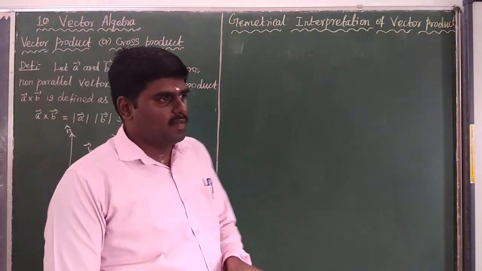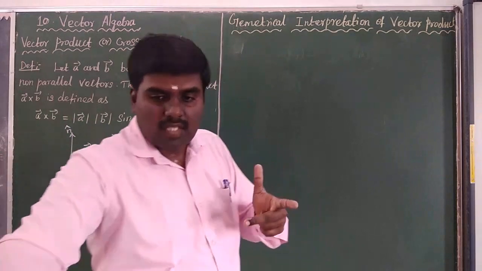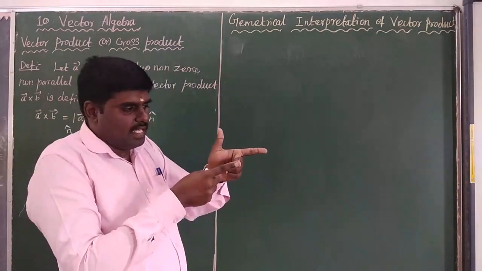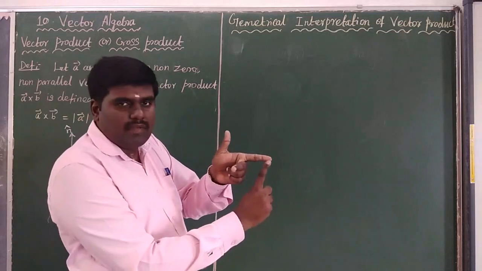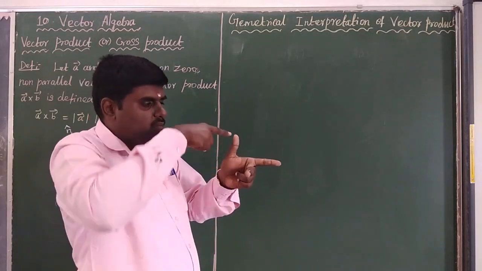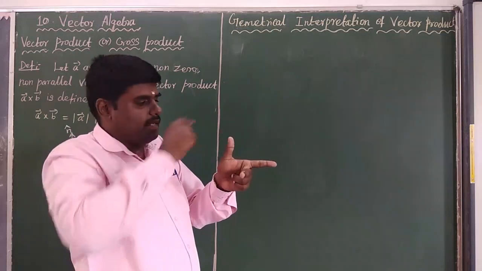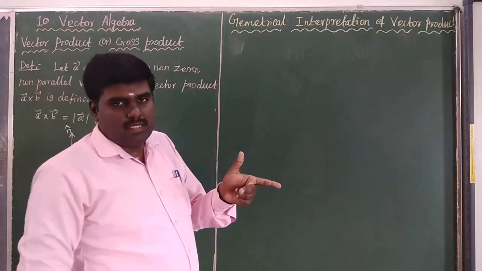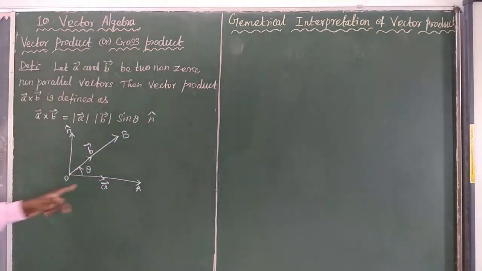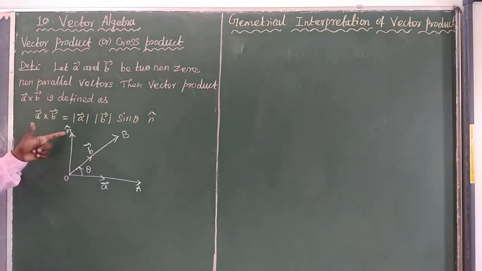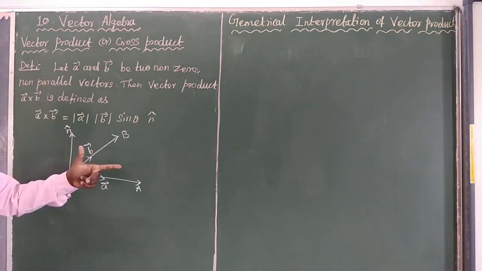Just think about it here. A vector and B vector are both perpendicular to the n vector, that is the n cap vector. Is that clear? Similarly, A cross B has theta, and both A and B are perpendicular to n. We will find this out.